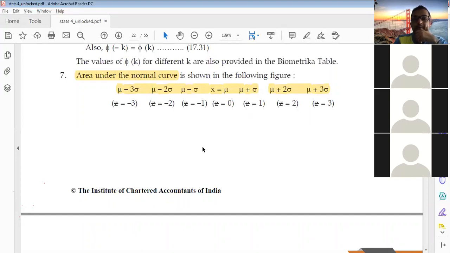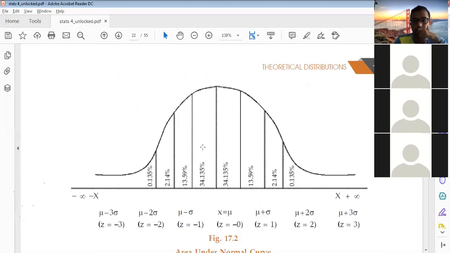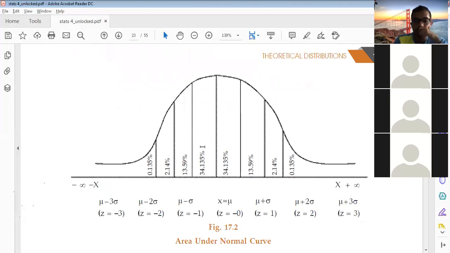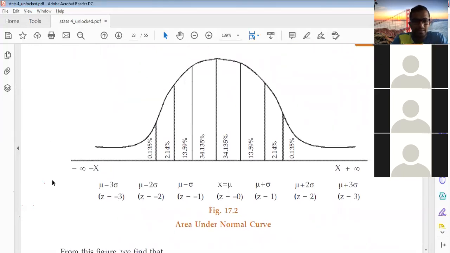Mu minus 3 sigma, mu minus 2 sigma, mu minus sigma, in the middle mu, mu plus sigma, mu plus 2 sigma, mu plus 3 sigma. All that what you had written is just here. And this diagram is very, very important in normal distribution.